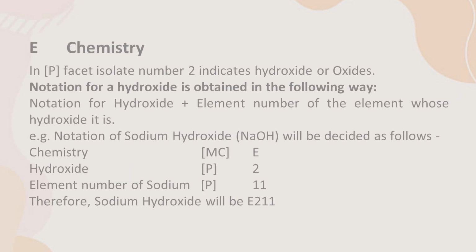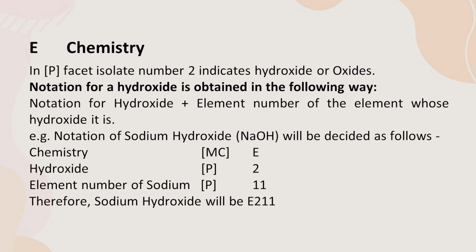In the personality facet, isolate number 2 indicates hydroxide or oxides. The notation for a hydroxide is obtained in the following way, as presented here: notation for hydroxide plus the element number of the element whose hydroxide it is. As an example, we derive here the notation of sodium hydroxide.